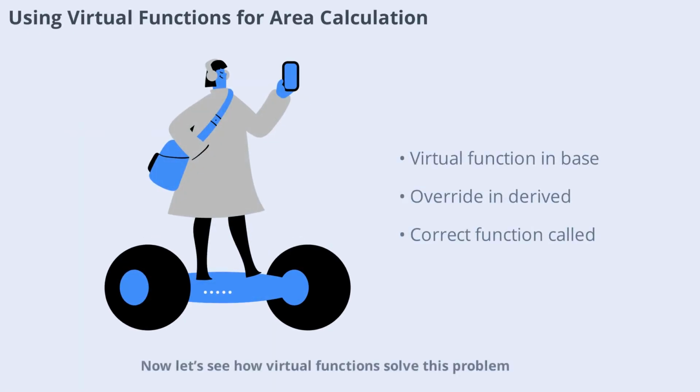Now let's see how virtual functions solve this problem. By declaring calculate as a virtual function in the base class and overriding it in derived classes, you ensure that the correct version is called at runtime. This allows you to calculate the area of different shapes using the same interface, demonstrating the power of runtime polymorphism.